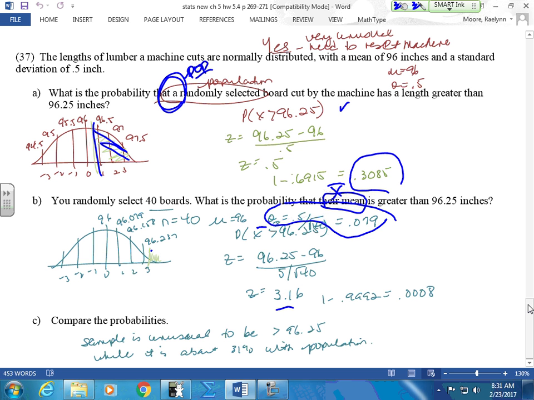There's a little wiggle over here. If I look to the right of that, it's a very, very small probability. Remember, most of my area is going to sit to the left of this guy. The sample is unusual to be greater than 96.25, while for the population, we say plus or minus 1 is where most of your data sits, 68% of your data. So that's fine. Up to 2 and -2, it is good.